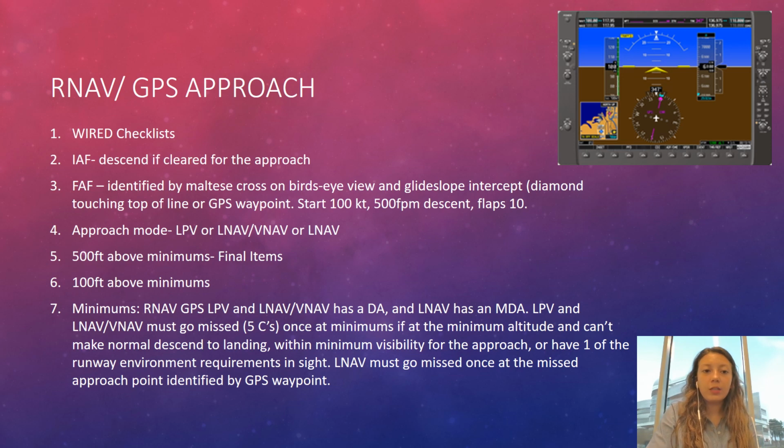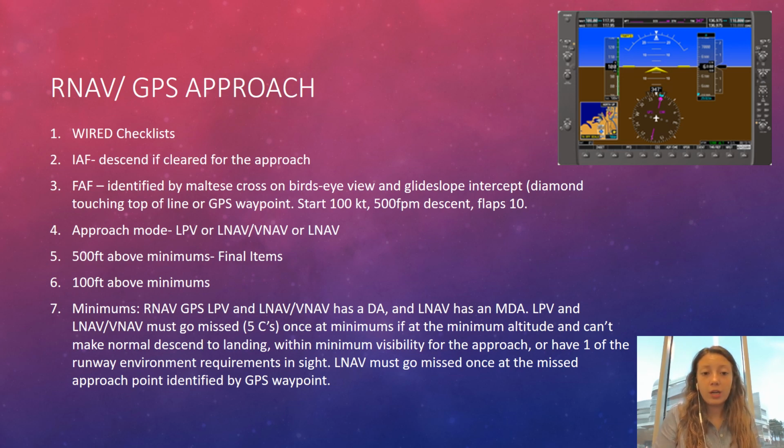Another approach we have is the RNAV GPS approach. I would say this is by far the easiest approach we have. And if you look on the PFD up here on the top right, you see the CDI is magenta colored. So you know that you are doing a GPS RNAV approach because it is magenta. Just make sure you have whatever runway you want selected, direct-to, enter, and you have that going, procedure, or put in the full approach.